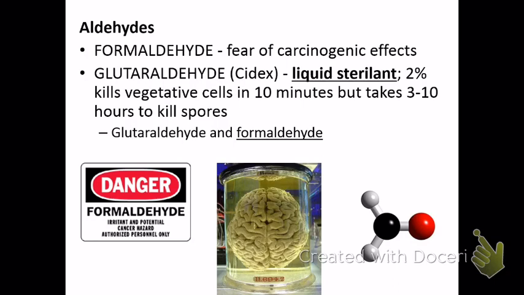Glutaraldehyde, you want to know, is a liquid sterilant. So several questions on the test, I'm going to say, which of the following is a sterilant? Which of the following is not a sterilant? So glutaraldehyde is a sterilant. Unless it says sterilant, it's not a sterilant on the notes. Kills vegetative cells in as little as 10 minutes, at only 2%, but still kills spores in 3 to 10 hours.